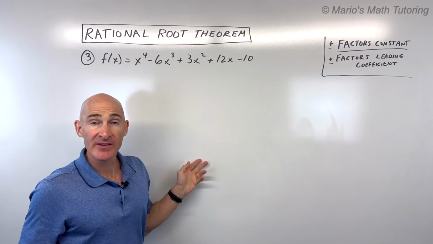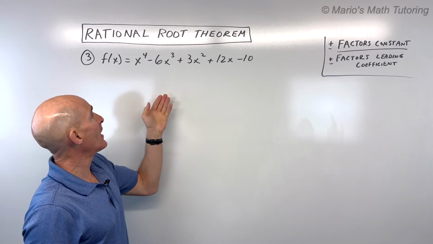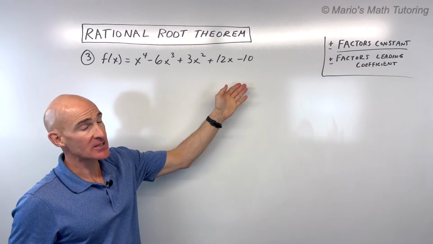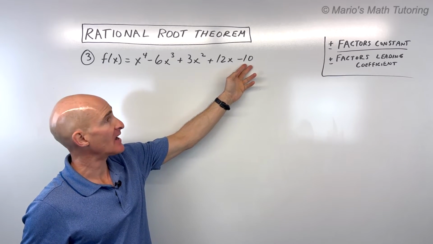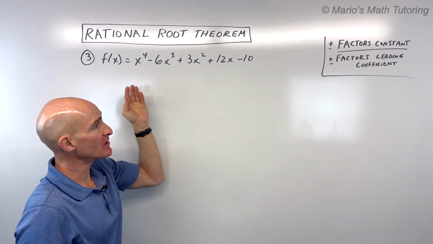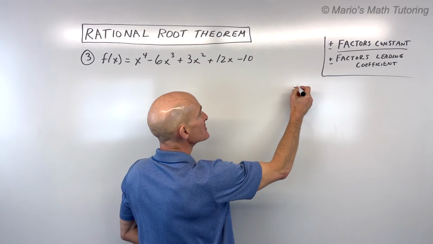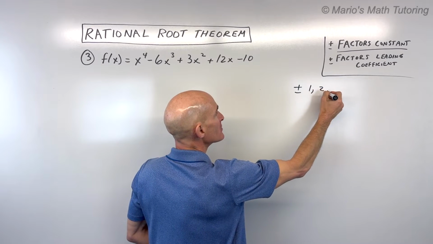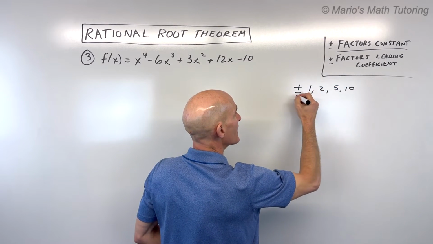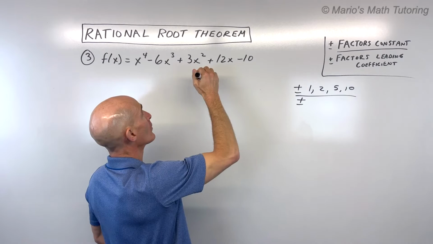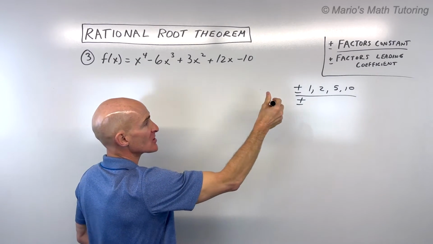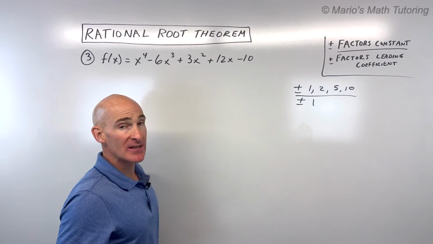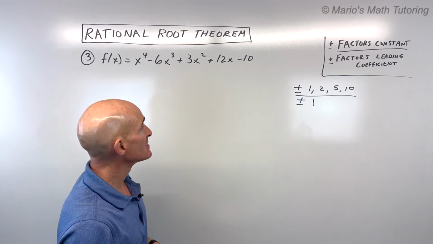Okay, if you're getting the hang of this, see if you can try example number 3 now. So same process, we're going to take all the factors of the constant divided by all the factors of the leading coefficient. So what goes into 10? It could be plus or minus 1, 2, 5, or 10 divided by what are the factors of the leading coefficient? That's just going to be 1. Okay, so now we need to test them and see what we can find here.